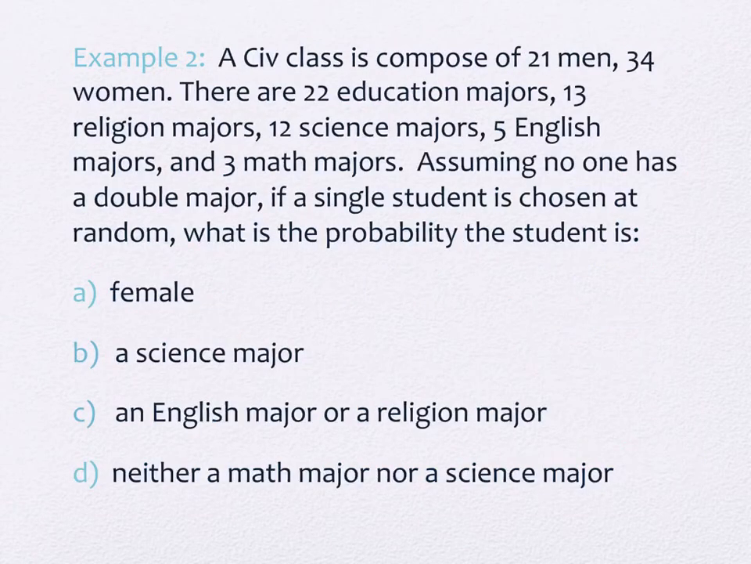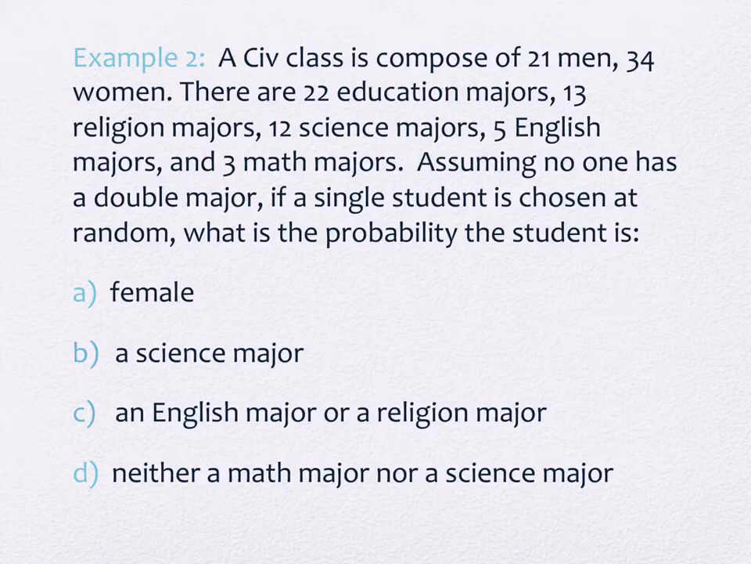All right, let's do another example that doesn't include a game. A class is composed of 21 men and 34 women. There are 22 education majors, 13 religion majors, 12 science majors, 5 English majors, 3 math majors. And for the purposes of our discussion, we're assuming that nobody's double majoring in any of those things, okay? I know double majors exist, but that's not our discussion.